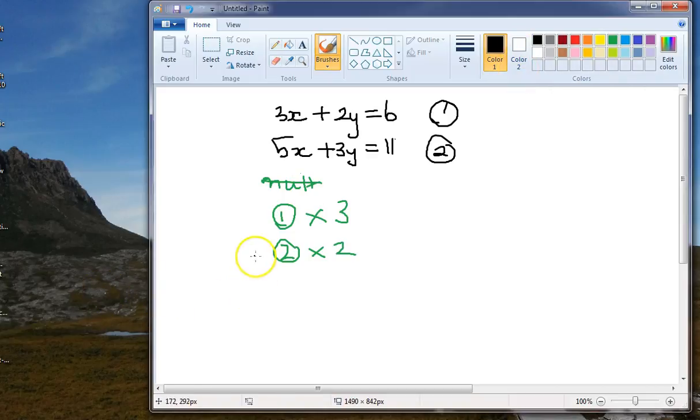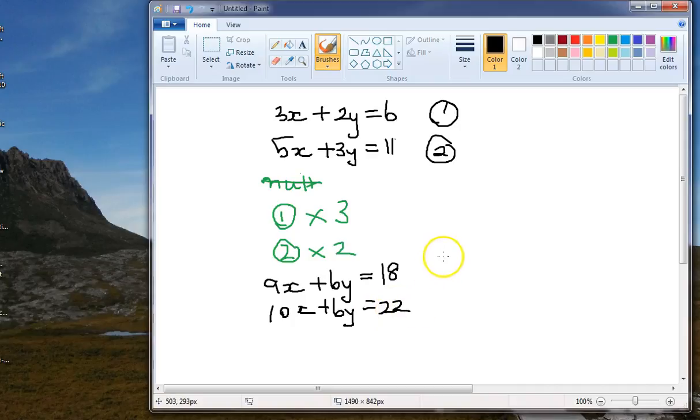So ensuring that we multiply all of the terms, we're going to end up with 9x plus 6y equals 18. We're going to end up with 10x plus 6y equals 22. And we're going to label them equation 3 and equation 4.